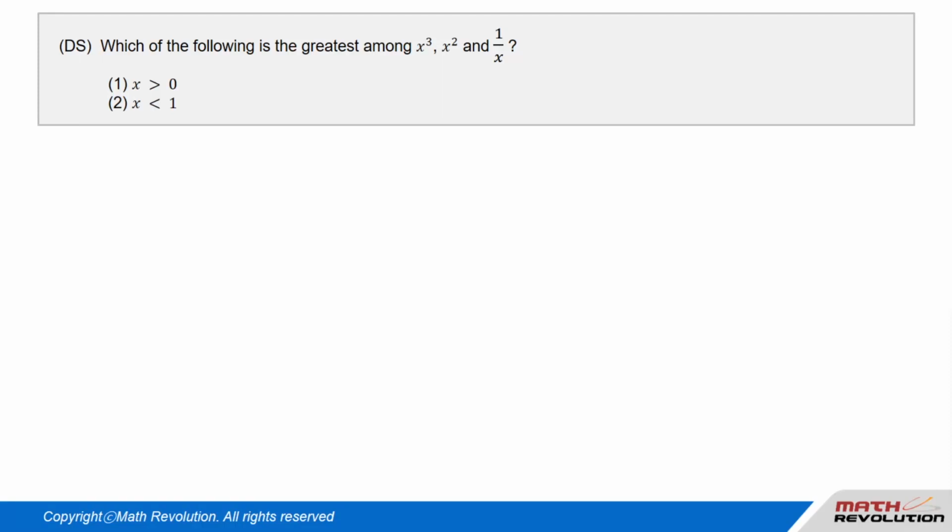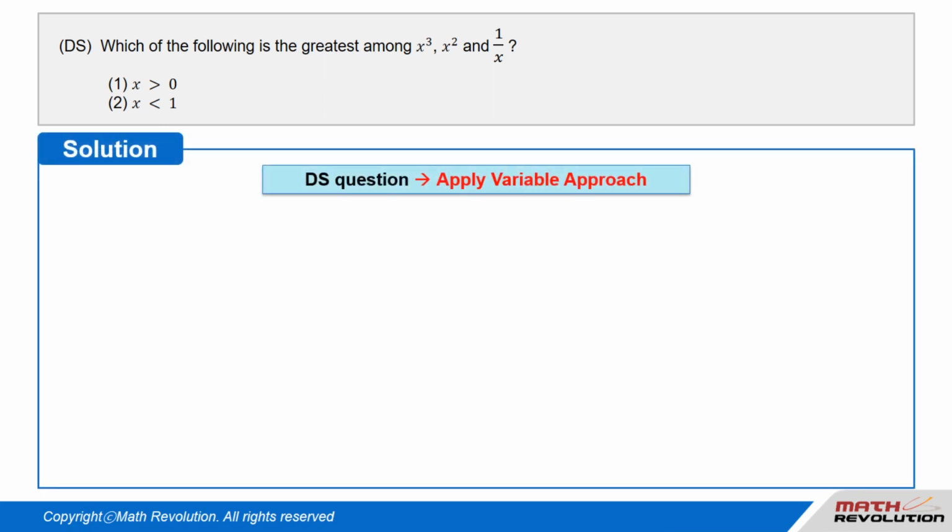Question. DS. Which of the following is the greatest among x cubed, x squared, and 1 over x? Condition 1. x is greater than 0. Condition 2. x is smaller than 1.